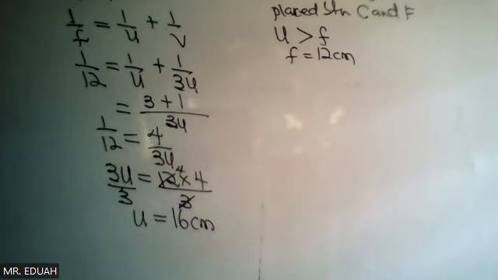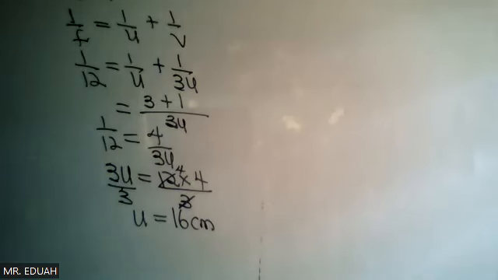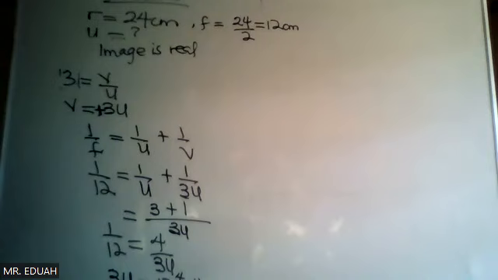Then the last question: if the image is real and 1/3 the size of the object, that is, the image is real and this time the image is diminished. For the image to be diminished or reduced in size and still be real, where must the object be placed? Using our ray diagram for a diminished real image, where must the object be placed?